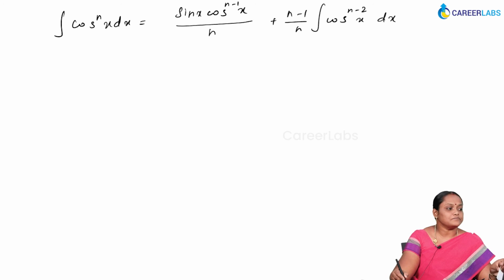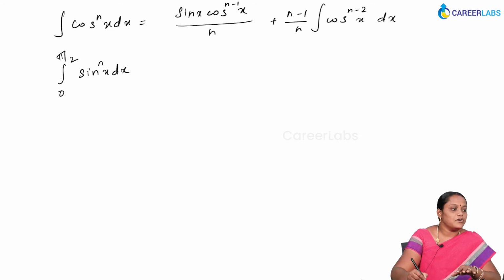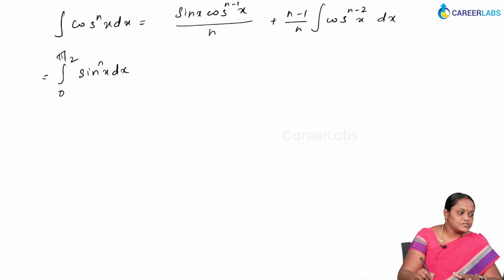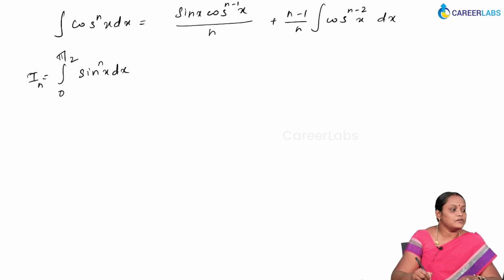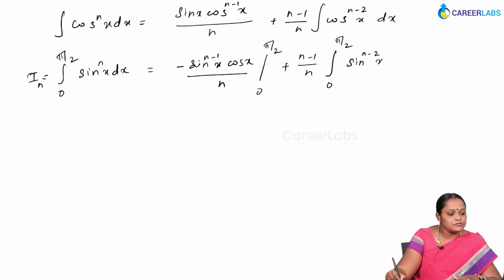So let us find the value of integral 0 to pi by 2 sin power nx dx. We already know the value of this expression without the limit. So let us call this I suffix n. Let I suffix n be equivalent to integral 0 to pi by 2 sin power nx dx. This is equivalent to, we already derived the expression as minus sin power n minus 1 x cos x divided by n over the limit 0 to pi by 2, plus n minus 1 by n integral 0 to pi by 2 sin to the power n minus 2 x dx.